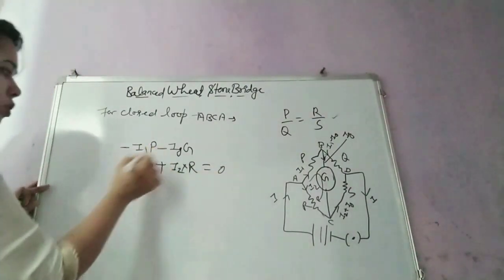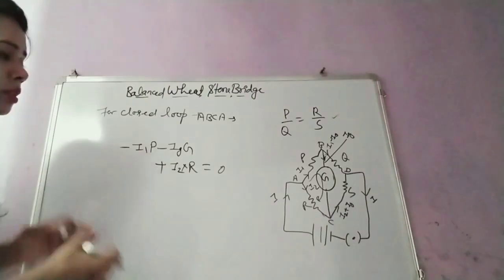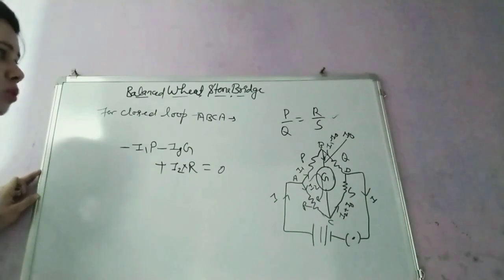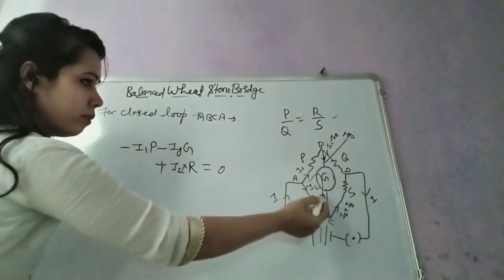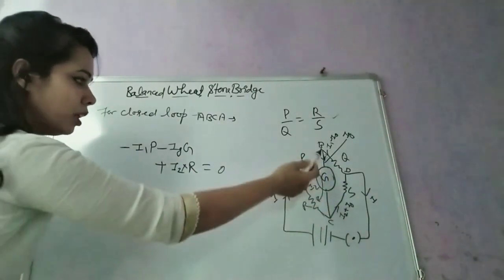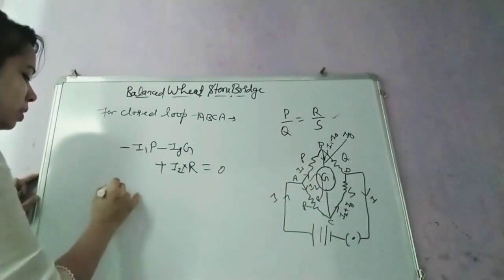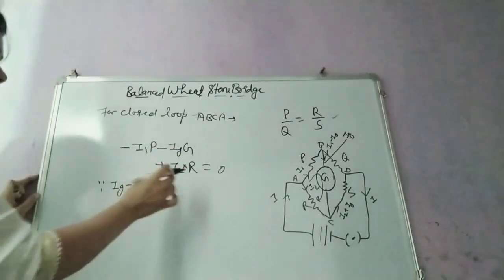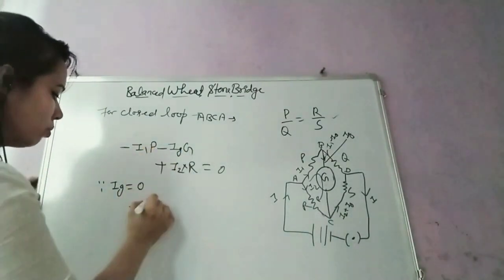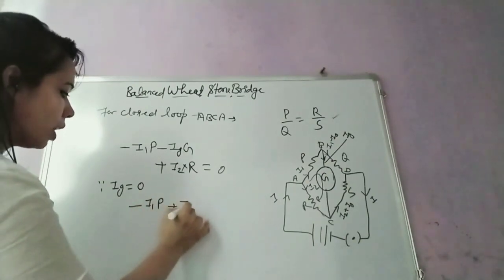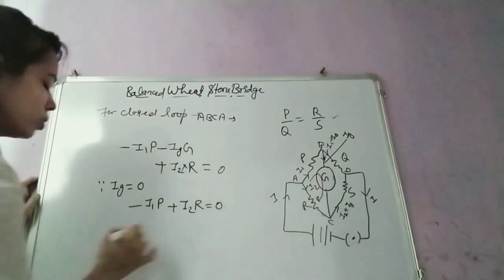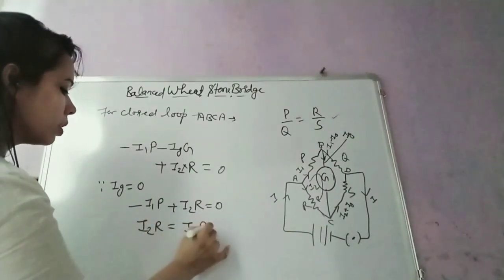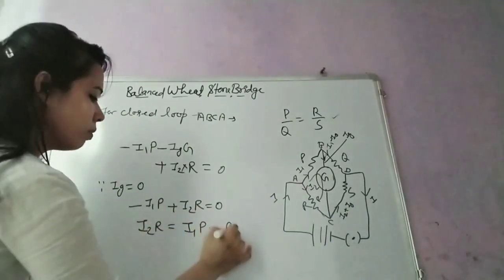Okay, so now I will solve. Since you have considered in the starting that the current through this branch is 0 for a balanced Wheatstone bridge, that there is no deflection in the galvanometer, it means there is no current through this galvanometer, so Ig equals 0. So if Ig equals 0, this equation will become I1P plus I2R equals 0. So I2R equals I1P. Okay, so this is the first equation.